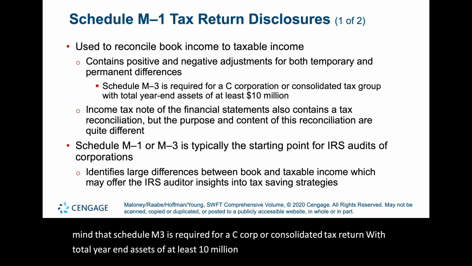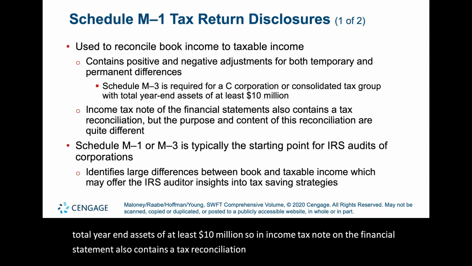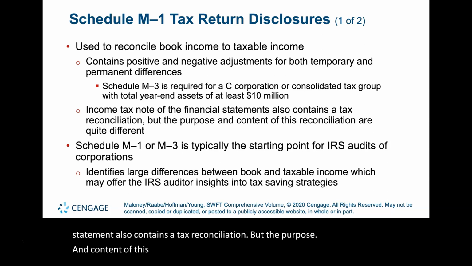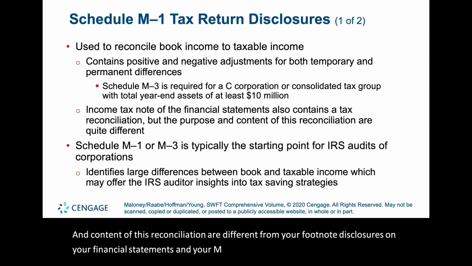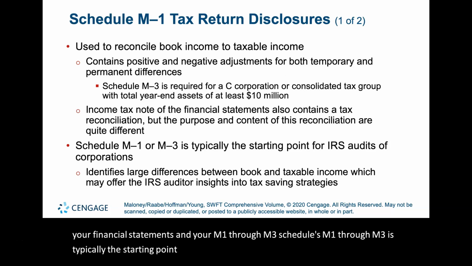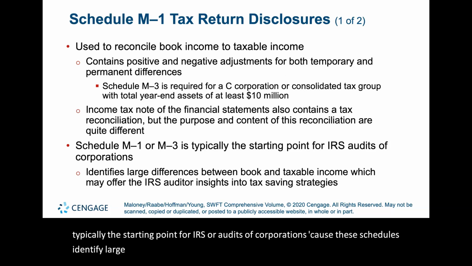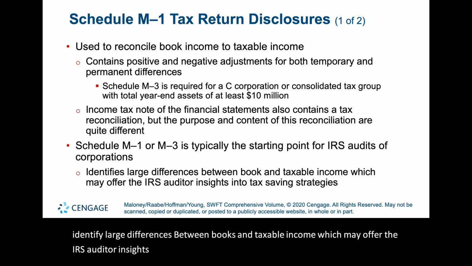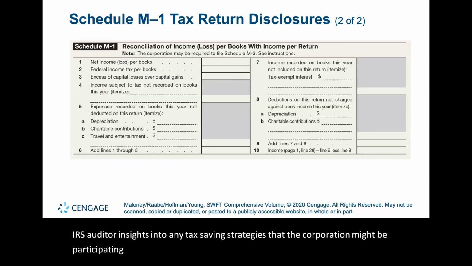So an income tax note on the financial statement also contains a tax reconciliation, but the purpose and content of this reconciliation are different from your footnote disclosures on your financial statements and your M1 through M3. Schedules M1 through M3 is typically the starting point for IRS audits of corporations because these schedules identify large differences between books and taxable income, which may offer the IRS auditor insights into any tax saving strategies that the corporation might be participating in. So here's an example of a Schedule M1 directly taken from the Form 1120.